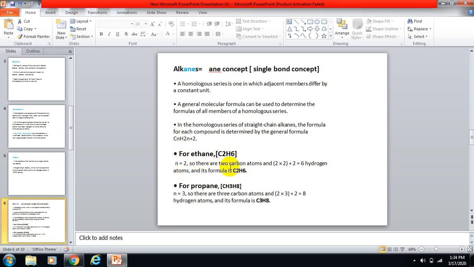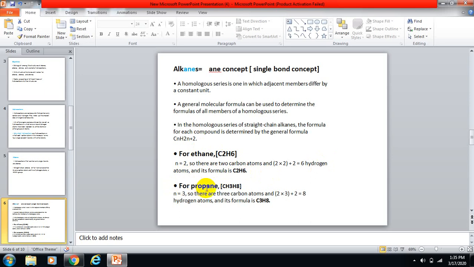Like the carbon atoms. So there are 2 carbon atoms, and 2 times 2 plus 2 gives 6 hydrogen atoms. Like here, in CnH2n+2, this 2 will multiply with this n, and then we will add 2. So it will give us what? The 6 hydrogen atoms. And its formula is what? That's why C2H6 can occur. Okay? Or arise, you can say.